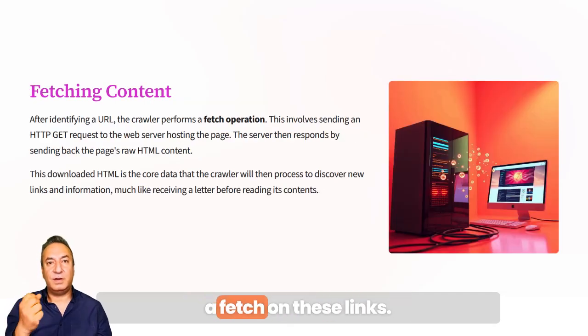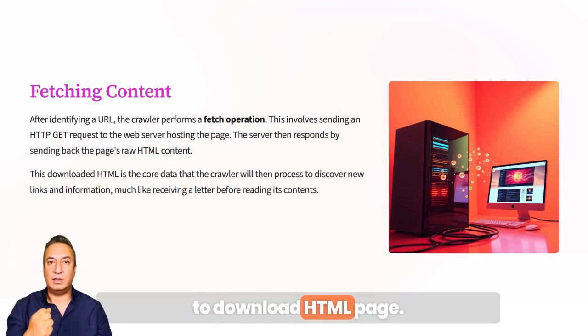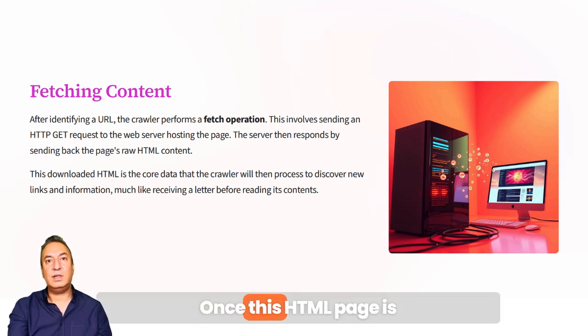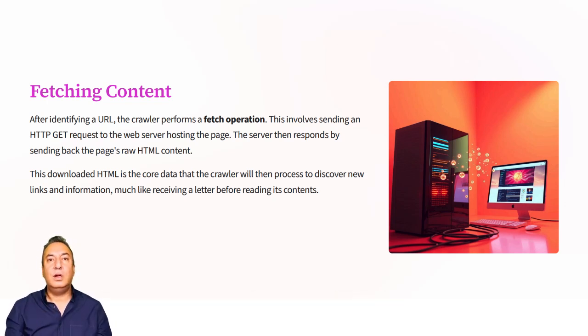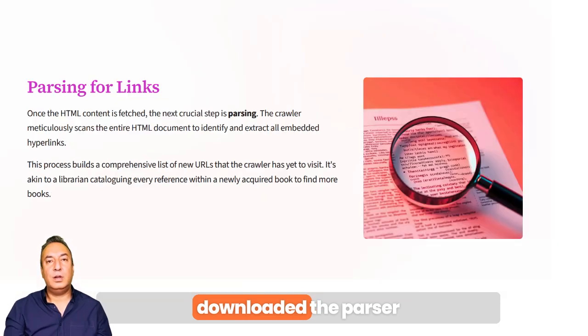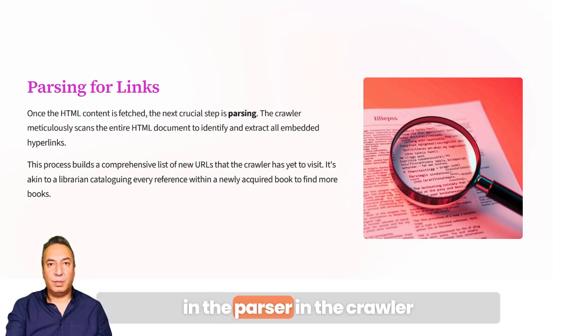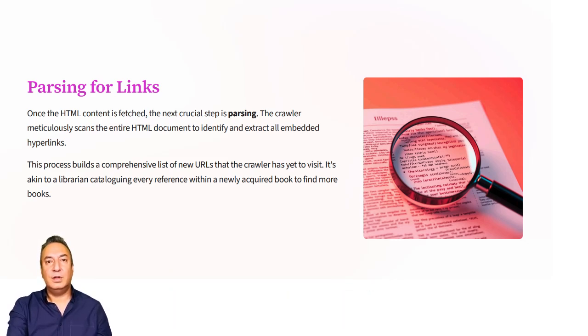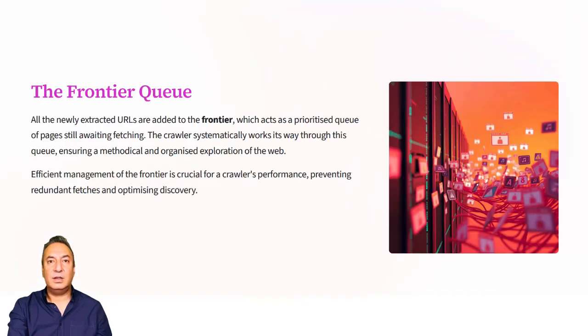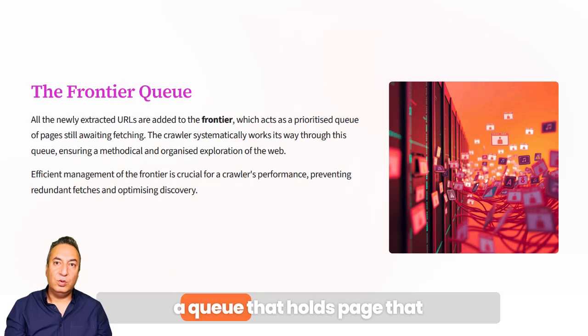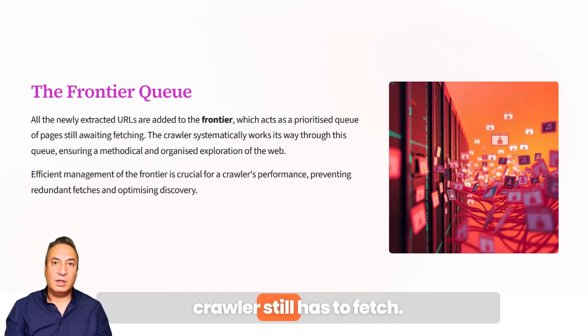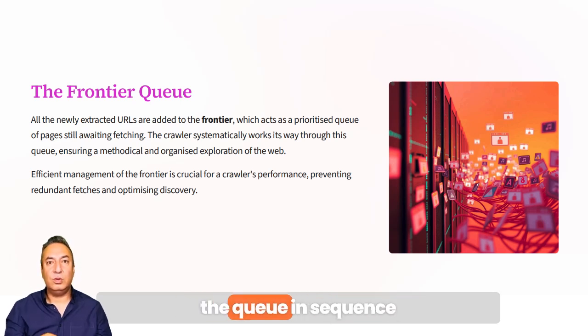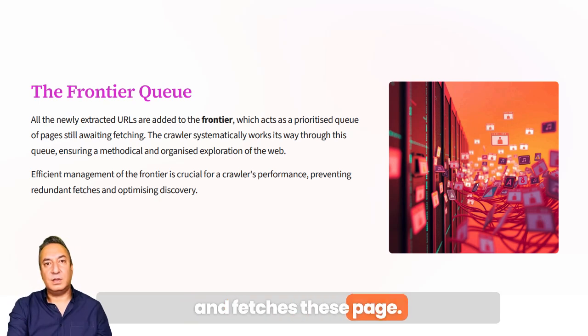Next, the crawler performs a fetch on these links. It sends what we call a GET call or a GET request to download the HTML page. Once this HTML page is downloaded, the parser in the crawler extracts links from the HTML. These extracted links enter what we call the frontier, a queue that holds pages that the crawler still has to fetch. The crawler works through the queue in sequence and fetches these pages.